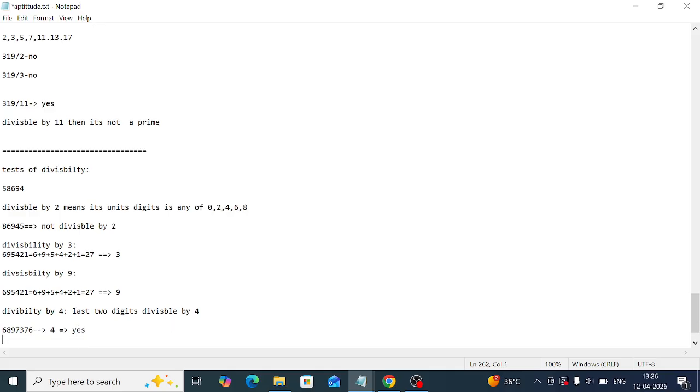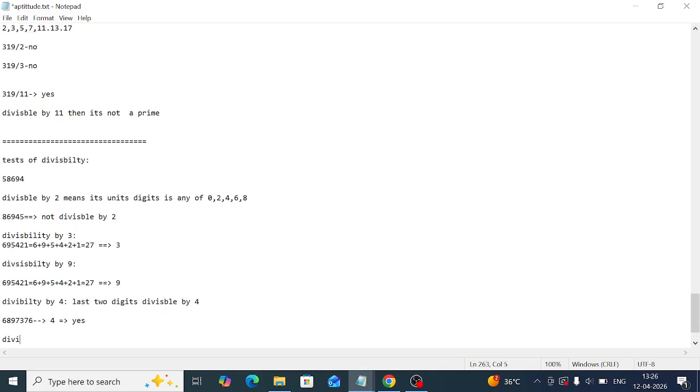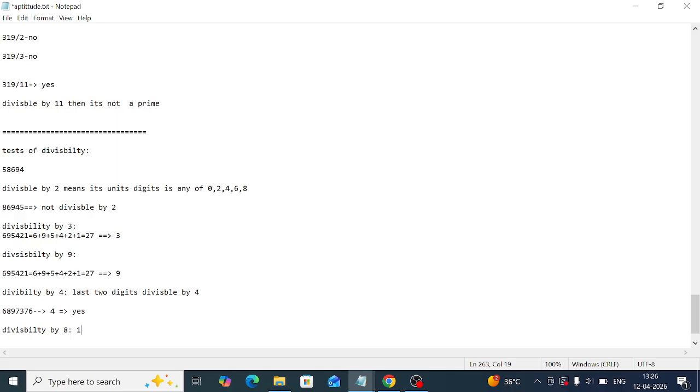Like that, you can take the last 2 digits and check whether it is divisible by 4 or not. Next, divisibility by 8. A number is divisible by 8 if the number formed by the last 3 digits is divisible by 8. For 4 it means last 2 digits, but for 8 it will take the last 3 digits. I will show you an example.